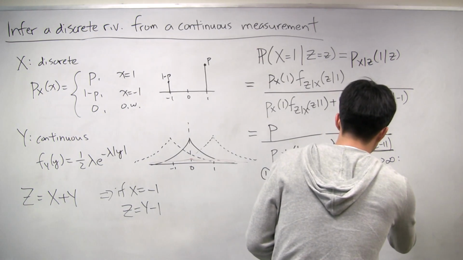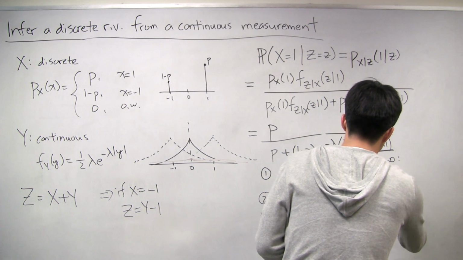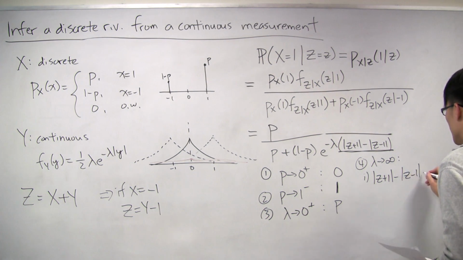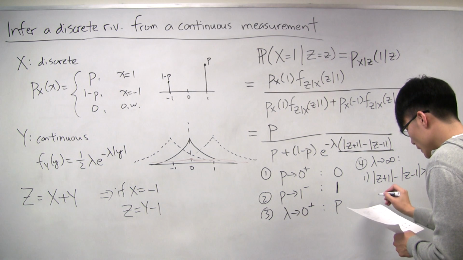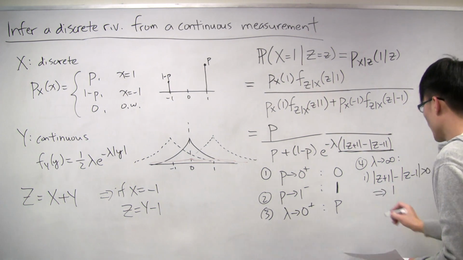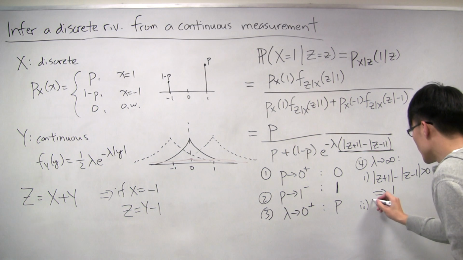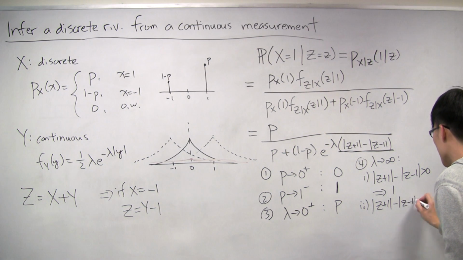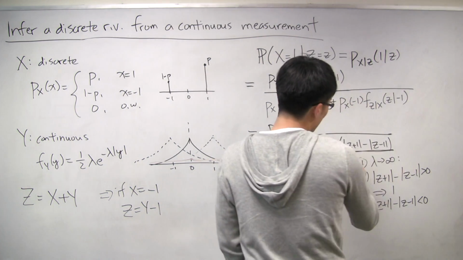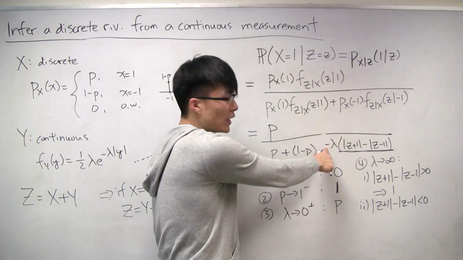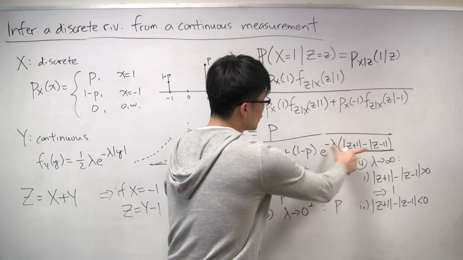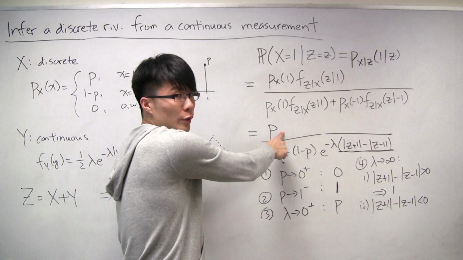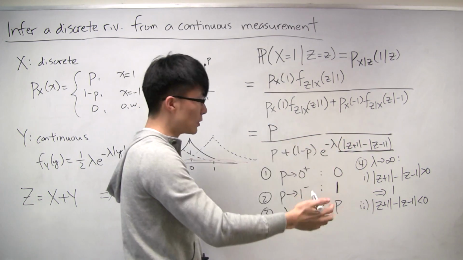And so if the absolute value of z plus 1 minus the absolute value of z minus 1 is greater than 0, then the answer is 1. But in the other case, if this term in the exponent is negative, then this negative sign turns to positive, and lambda goes to infinity. And so this term blows up, and it dominates everything else. The denominator goes to infinity, the numerator is fixed at p, so this entire expression would go to 0.